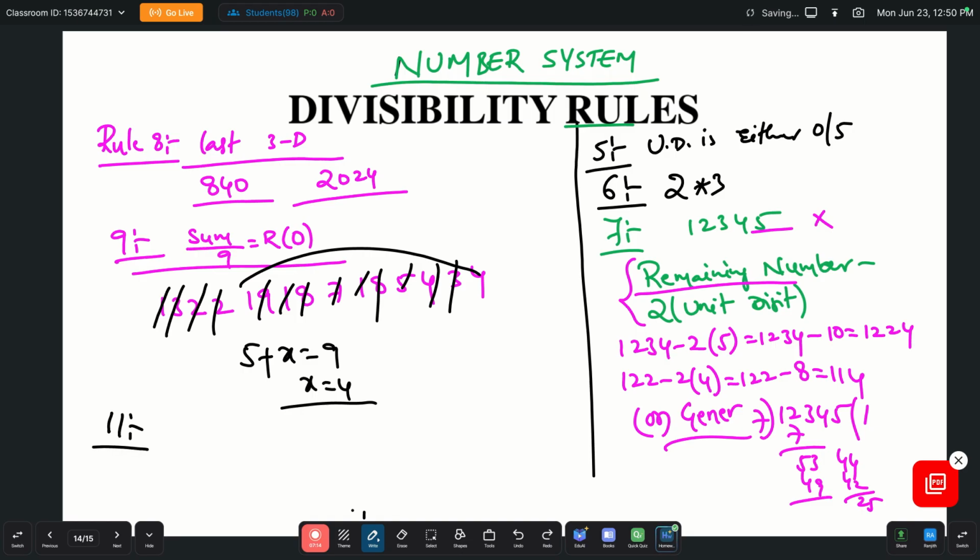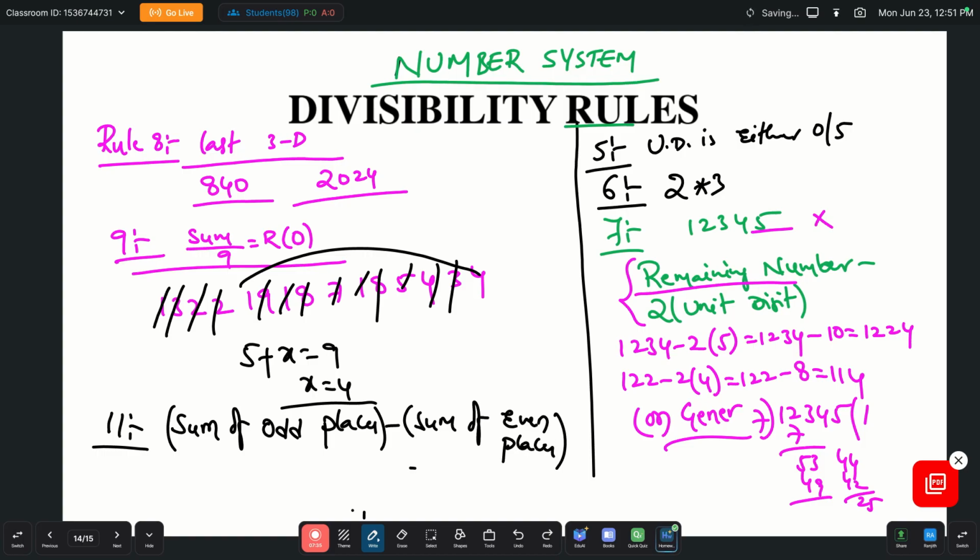What is the divisibility rule for 11? The divisibility rule for 11 is the sum of odd places minus the sum of even places is equal to 0 or a multiple of 11. For example, 1331 will be equal to 1 plus 3 and 3 plus 1, which is 4 minus 4, equal to 0.